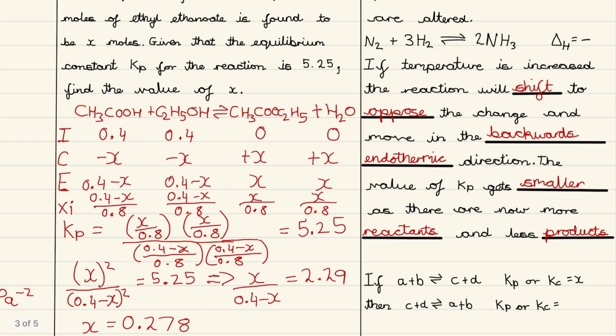Now, if the Kp or Kc value for this reaction is x, then the Kp or Kc value for the opposite reaction is 1 over x.